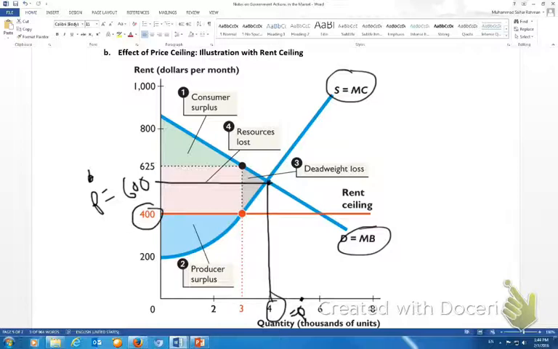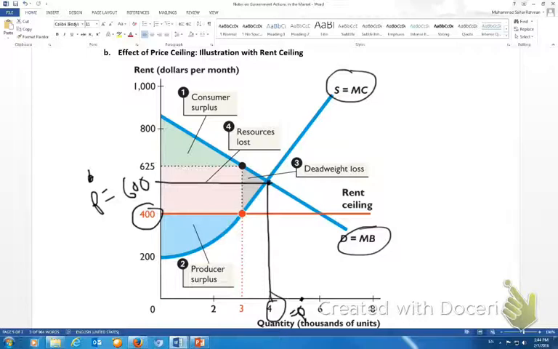that regardless of how many apartments are being rented, regardless of how many people are willing to rent an apartment, how many people are willing to supply rent apartments, rents cannot rise above 400. Notice 400 is a rent level which is below the market equilibrium rent of 600, which means that the government is literally putting a ceiling on how much rent can be.